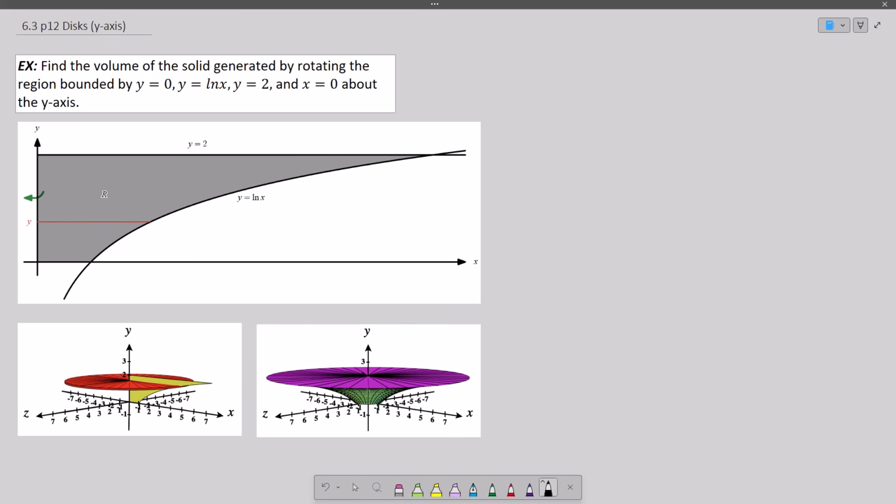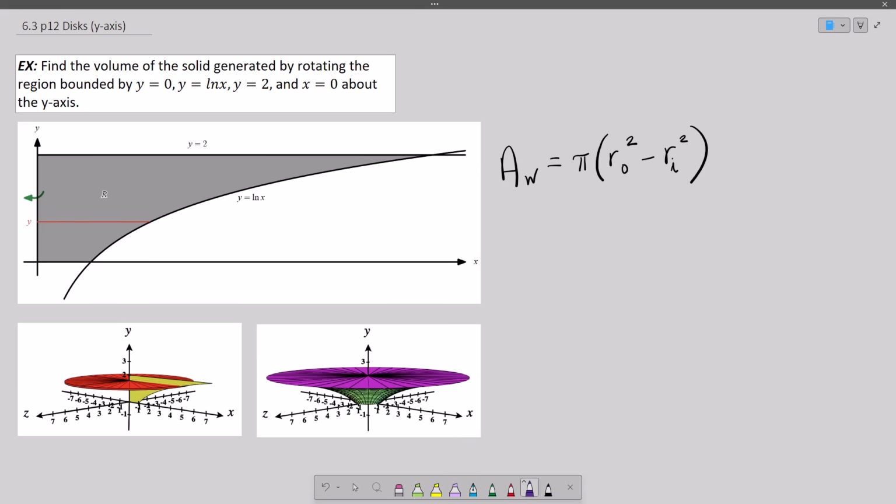Okay, so let's write down the generic formula first. We want the area of a washer. Area of a washer is pi times outer radius squared minus inner radius squared. Generic washer formula.